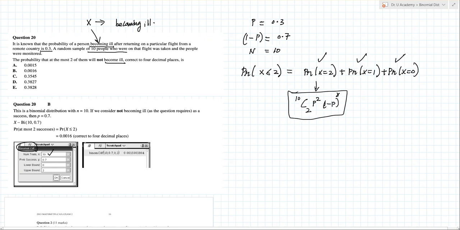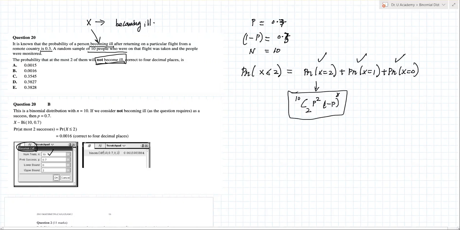Becoming ill is the other way around, right? Becoming ill is this, but they're asking not become ill. So not becoming ill is the success. So I have to change it. This is 0.7, this is 0.3. Becoming ill is 0.3, they're asking not become ill, so that would be that.